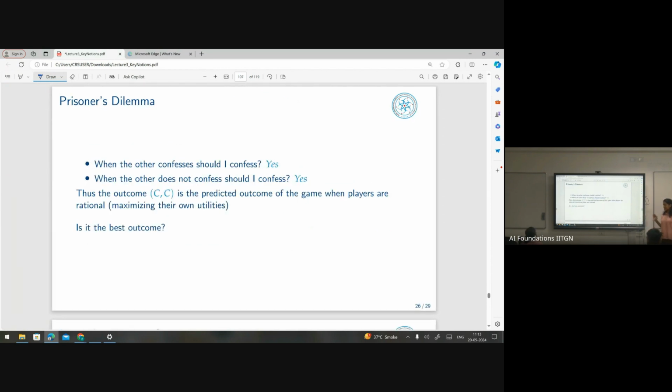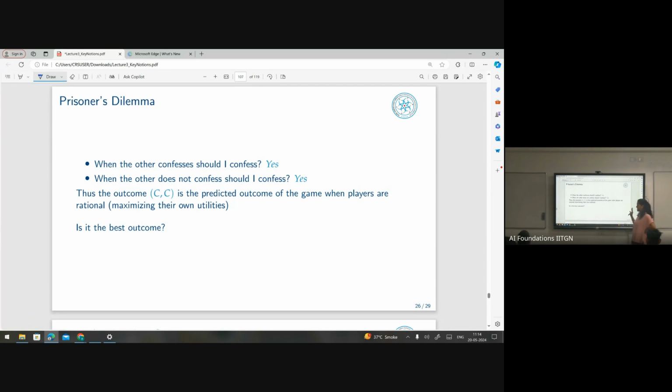So C and C is the predicted outcome of the game. This is the outcome of the game. The agents are smart, rational, with common knowledge, all of that. This is what people will do. They are trying to maximize their utility. They will figure this matrix out, and they'll see that confessing is the best strategy for them.